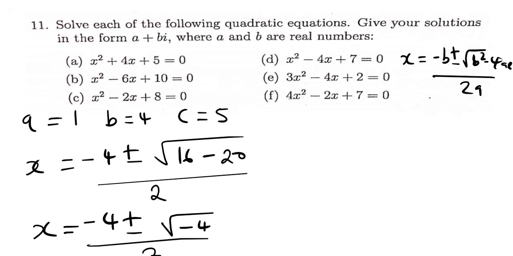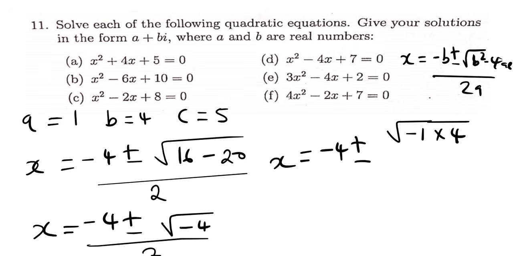So x now will be equal to negative 4 positive or minus. Now you should understand that if you have a negative 4, it can also be written as negative 1 multiplied by 4. Now the square root of 4, you know that it is a 2. However, the square root of negative 1, it is i. That is what this question is just trying to achieve.